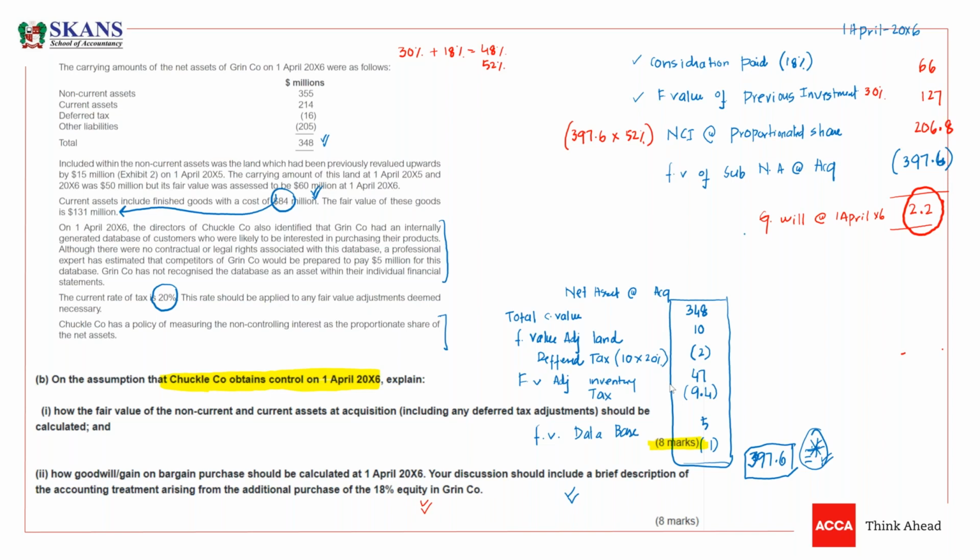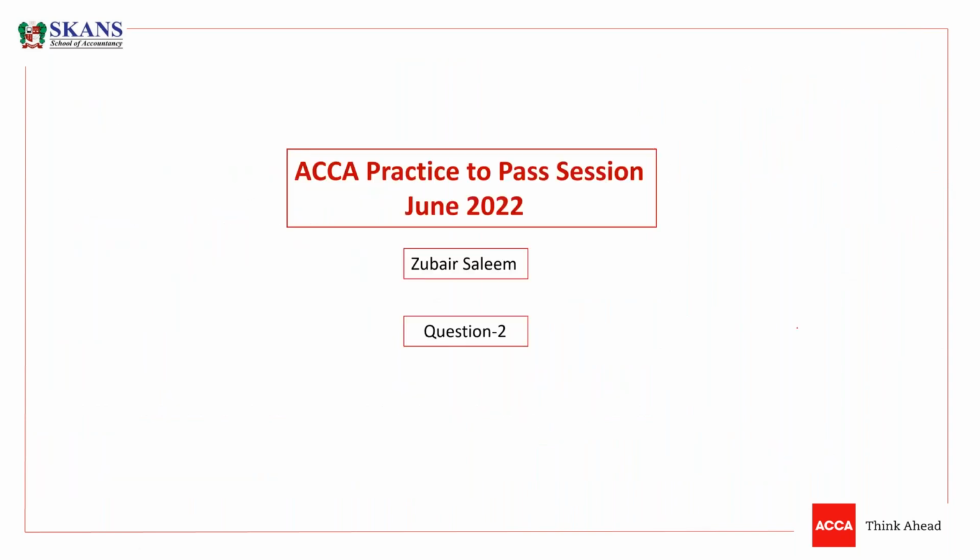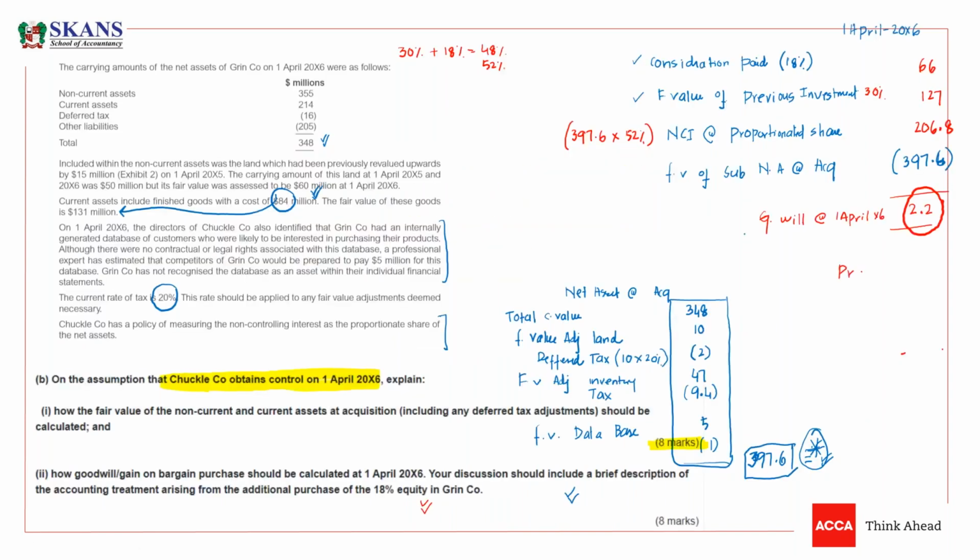Now there is another step that you need to perform: we need to calculate the profit or loss on previous investment. There is always an assumption that we have sold this investment and we have reacquired it at fair value. Anyhow, we need to book it.